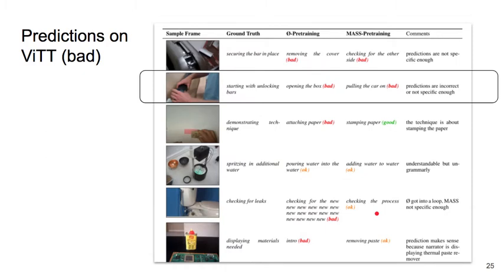Here are also some examples of bad predictions. Ground truth is starting with unlocking bars, so it's about bars on the roof of a car. Without pre-training, we predict opening the box. With pre-training, we predict pulling the car on. So both of those predictions are bad, or they're not specific enough. And one of the reasons is just that our data set is very challenging. This activity did not appear a lot in the training set.